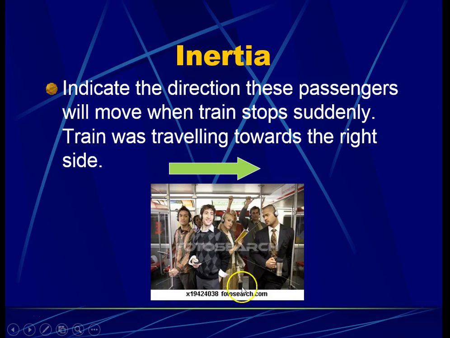Due to their original state of motion, which is moving towards the right, when the train stops suddenly, these passengers will still want to move to the right. As a result, they will continue moving to the right. And this is not exactly a good thing, is it? If you are moving to the right when the train stops suddenly, you actually fall, and we can hurt ourselves in this process.